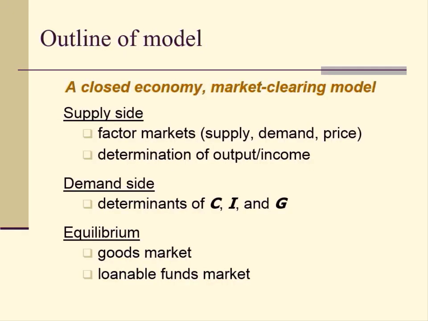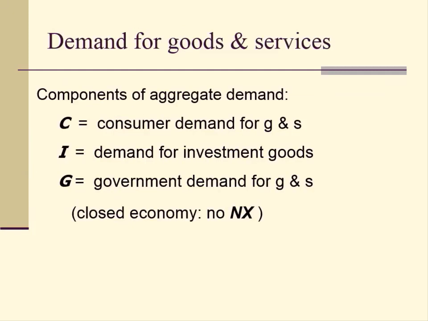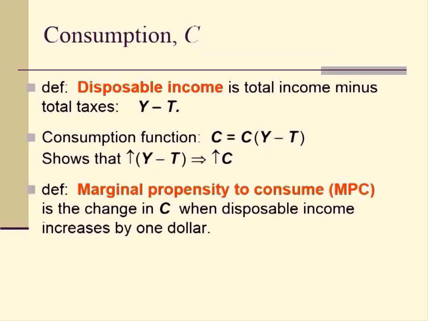So far, we've looked at the supply side of the model, the factor markets, and the determination of output and income. Now let's continue with the demand side of the model. Look at the determinants of consumption, investment, and government spending, and then look at the equilibrium. We assume a closed economy model here, so there's no net export. The components of aggregate demand are C, the consumer demand for goods and services, plus I, the demand for investment goods, plus G, the government demand for goods and services.